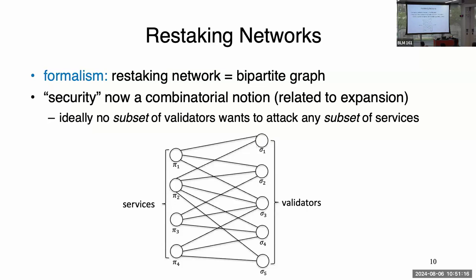And unlike the previous slide, where there was only the one service, the one blockchain protocol, and in some sense you were either secure or not, either the sigmas was bigger than the pi or it wasn't, now that we're working with restaking networks, security is an inherently combinatorial notion, meaning it involves lots of subsets. To call a restaking network secure, we would ideally like to say that there's no subset of validators capable of profitably attacking any subset of services. That's what we would think of as a restaking network being secure.